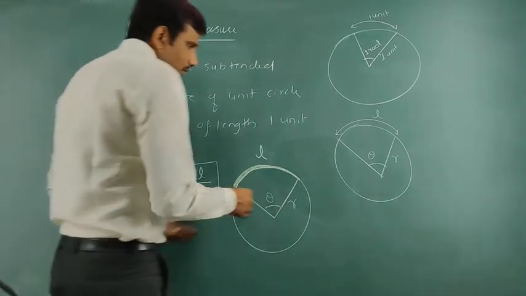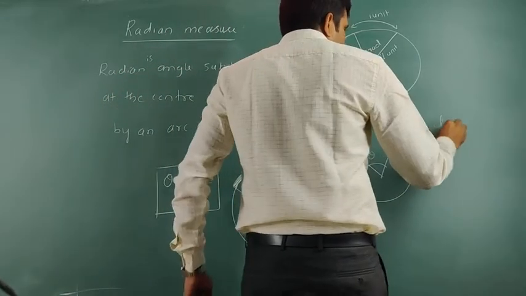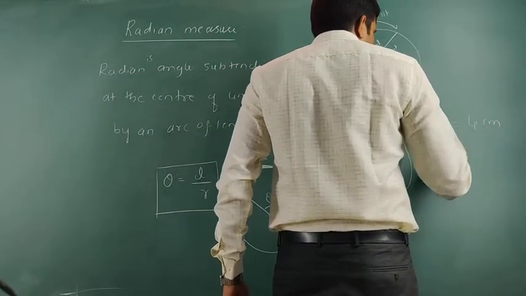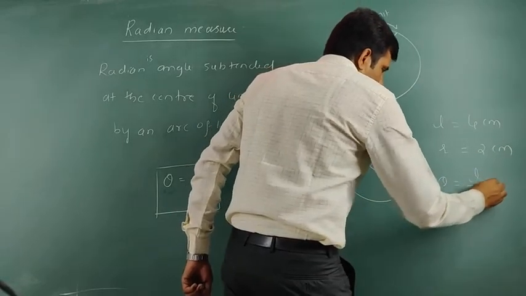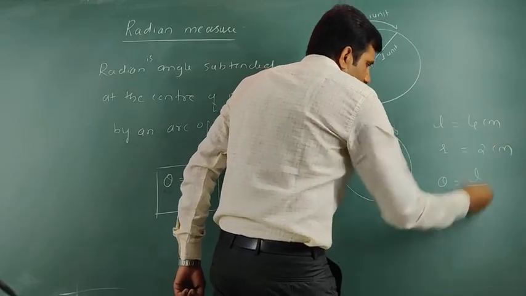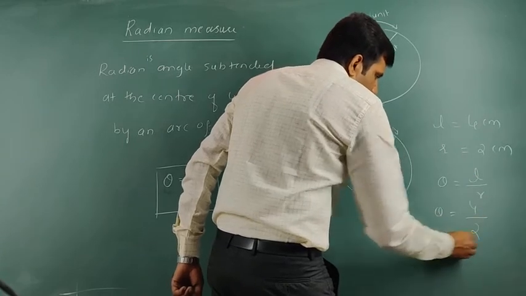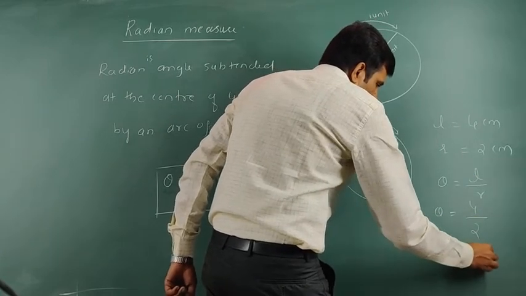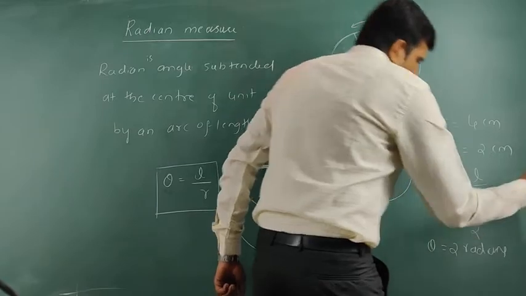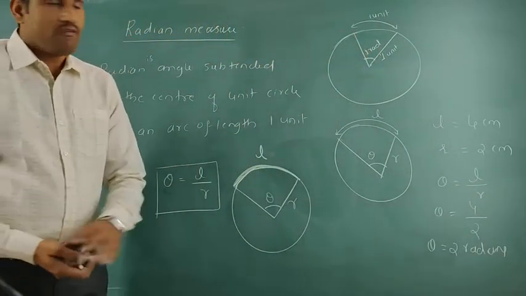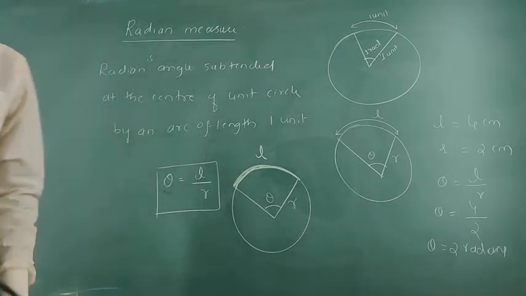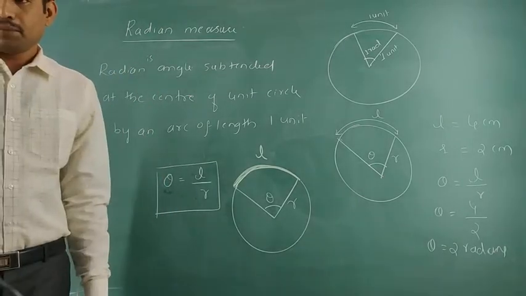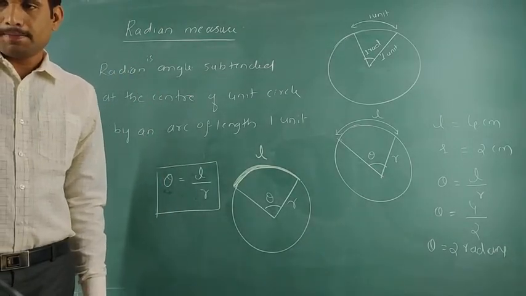For example, I will write. If the arc length L is 4 centimeters and the radius is 2 centimeters, then what is the angle in radians? Theta is equal to L by R. What is L here? It is 4. What is the radius here? It is 2. Then the answer is 2 radians. If you know L and R, we can find the angle in radians. That angle is 2 radians. Is it clear?